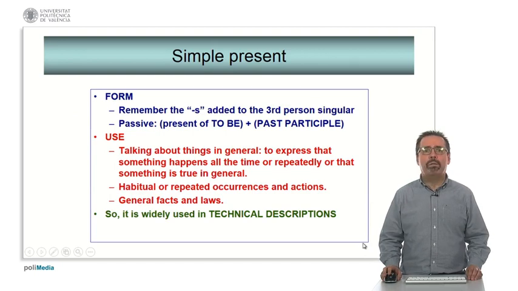Here we have the form. The form is the verb as such, the infinitive, but remember to add an S in the third person singular. The passive is with the verb to be plus the past participle.